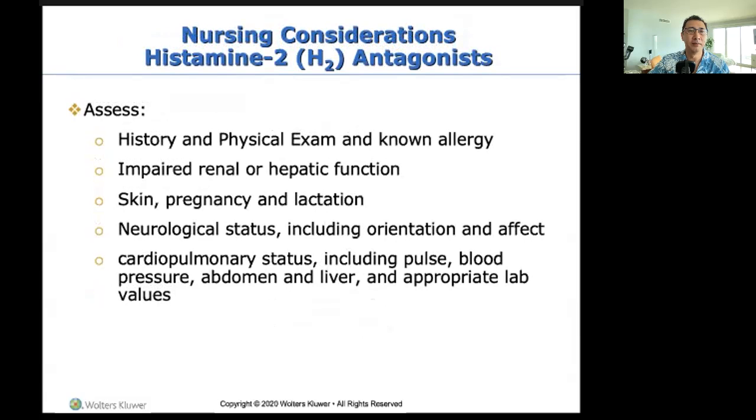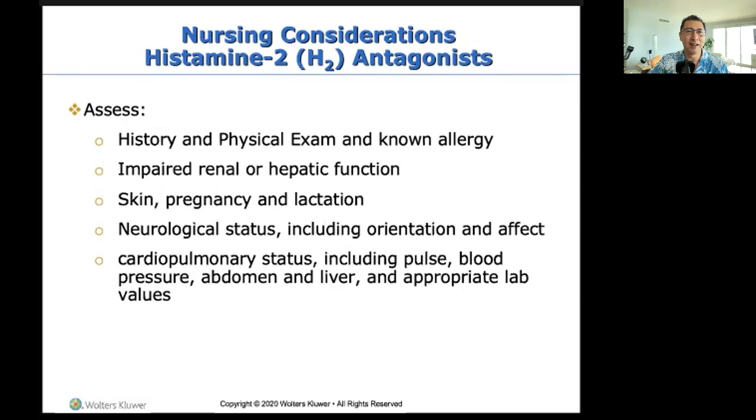That's why, especially with the cardiac issues, a lot of these patients consult the cardiologist because of the drug interaction. Let's see what you need to know for these H2 antagonists as a nurse. Let me look at this list. Impaired renal or hepatic function, because it metabolizes in the liver and is excreted in the kidneys. Skin, pregnancy, lactation, neurological status.